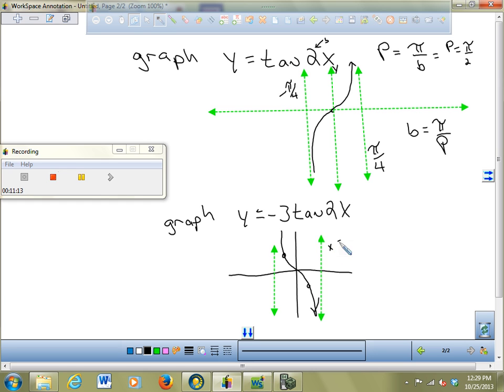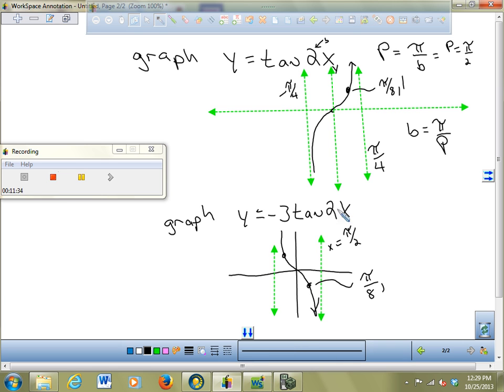And the other thing, instead of this being the point, if this is x equals pi over 4, then normally this point on this graph would be pi over 8, comma 1. So in this case, what would this point be? Who could tell me what that point would be? Pi over 8, comma what?